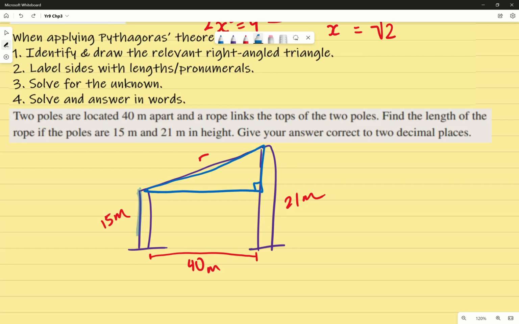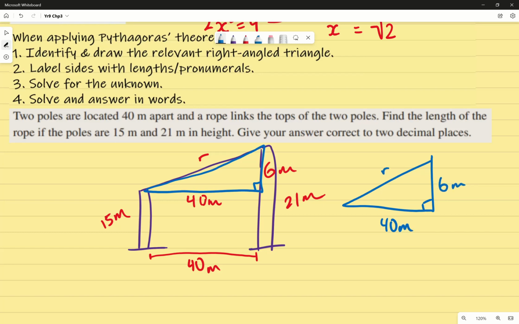I know this is 15. I know the taller one is 21 meters. So what's the height of this difference? 6 meters, thank you very much. So I know that this is 6 meters. And I also know the base. The base is 40 because we wrote that from earlier. Now, you don't have to do this part, but I like to draw the triangle out on the side just to make it a bit easier for me to see. I'm going to say that this one is 40 meters, this one is 6 meters, and this one is R.